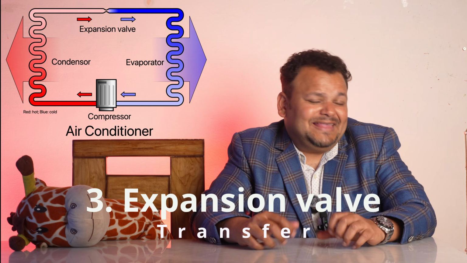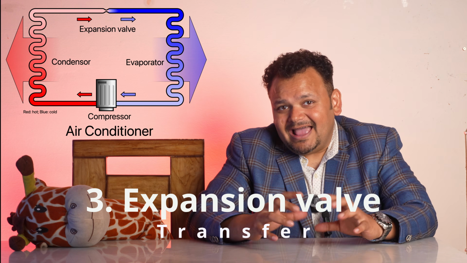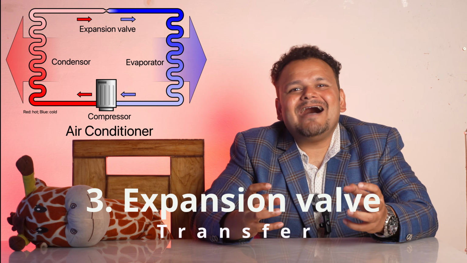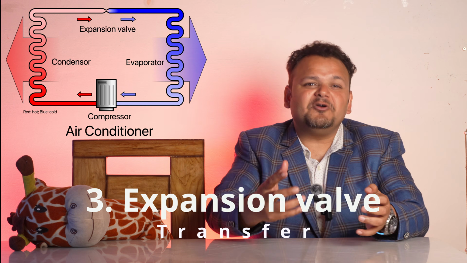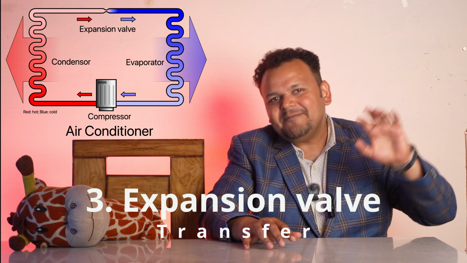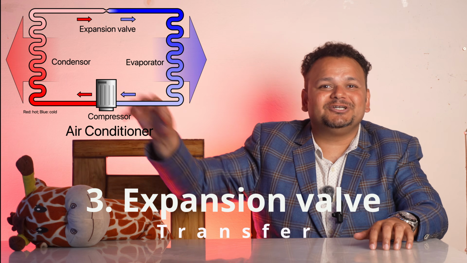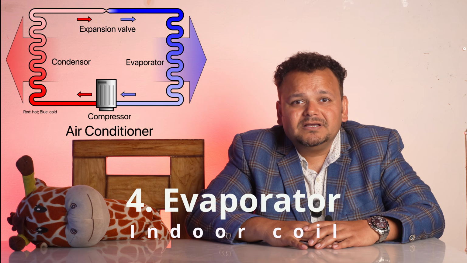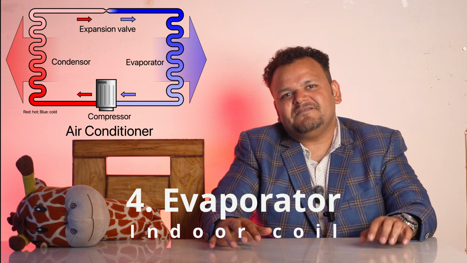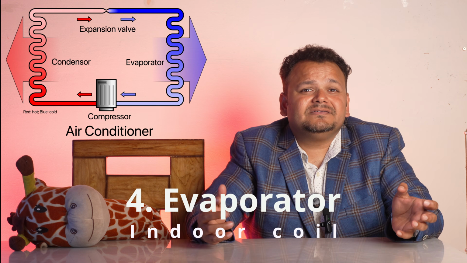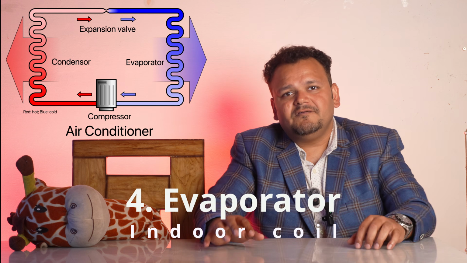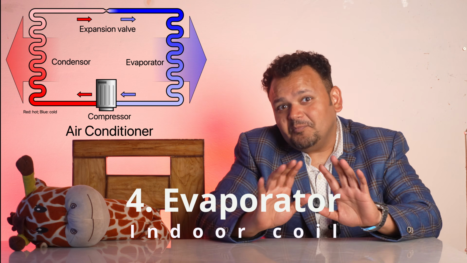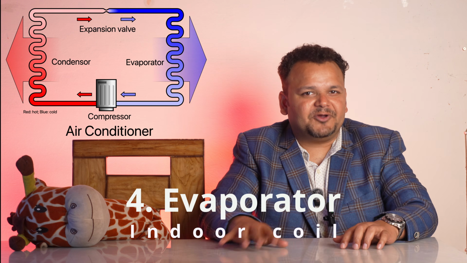Number three, the expansion valve, a valve that allows the refrigerant in liquid form to flow from the high pressure condenser into the low pressure region, which is called the evaporator. Number four, evaporator, place where the liquid refrigerant evaporates into a gas, thereby taking up a lot of energy from the surroundings. The refrigerant boils, but it cools the evaporator.